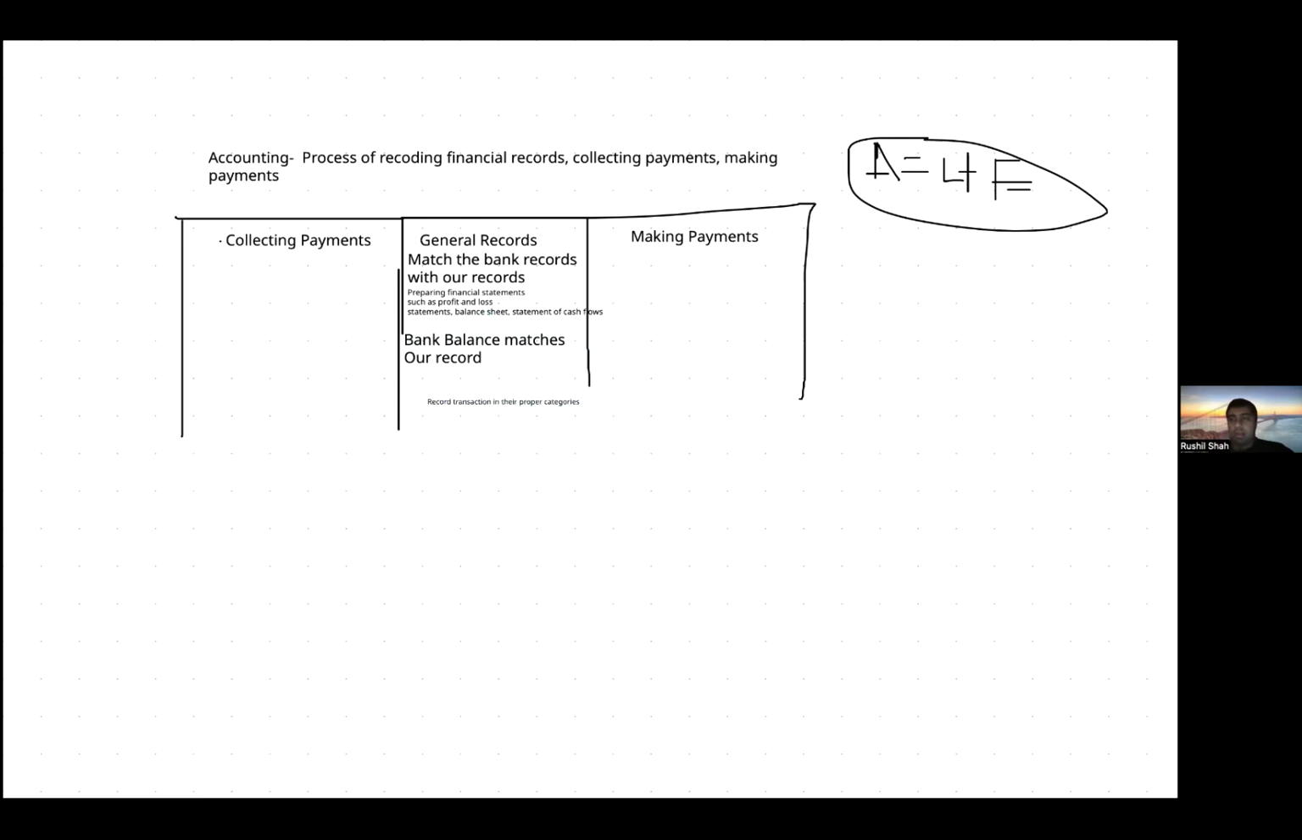So basically, this is the general records side of accounting. Now let's go to collecting payments. Sometimes customers have terms because they can't pay in advance, and there are also GAAP accounting guidelines that need to be followed.